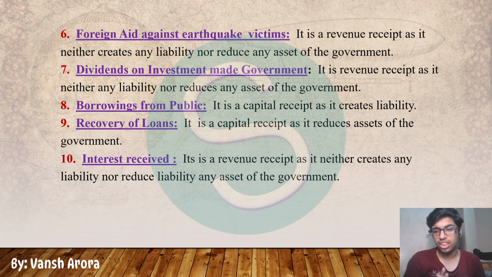So let's get on to the next one, that is foreign aid against earthquake victims. कि earthquake के victims को foreign country तरफ से aid मिली है, like help मिली है. So it is a revenue expenditure. अब आप बोलेंगे ये routine nature का तो है नहीं, it is not in the routine nature.